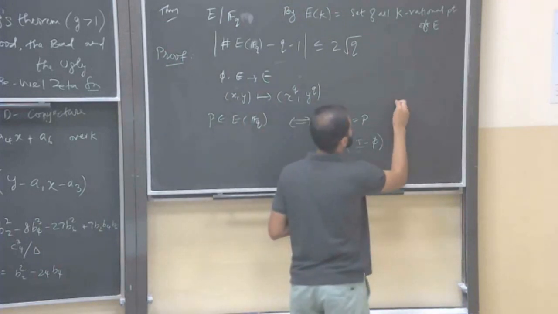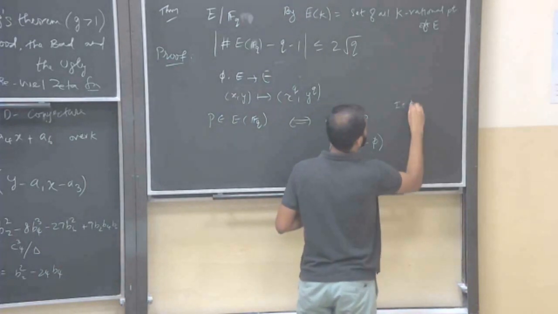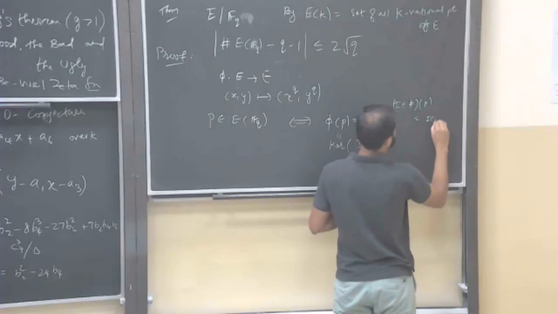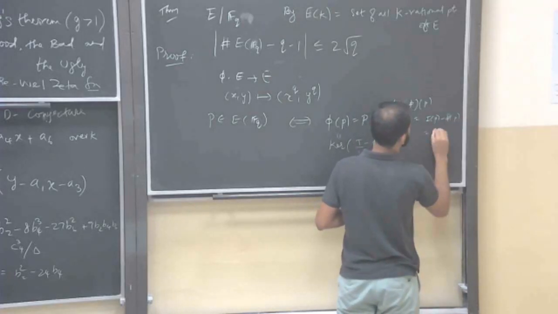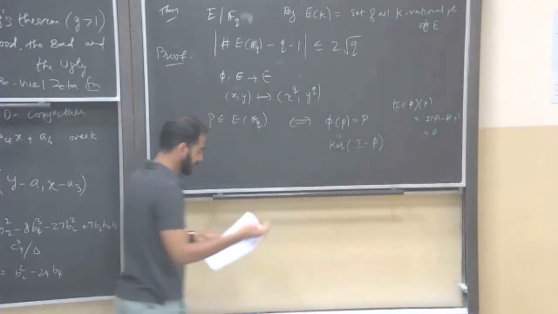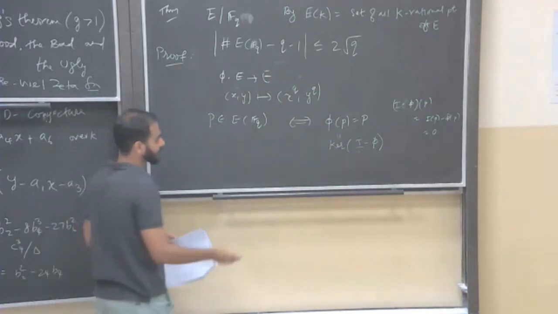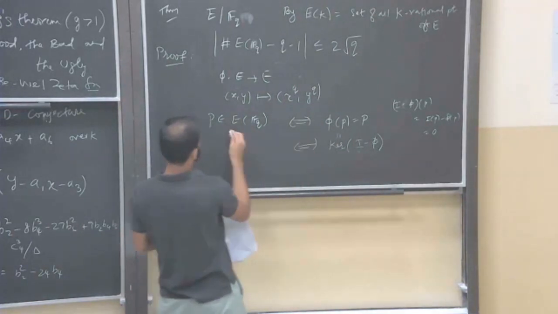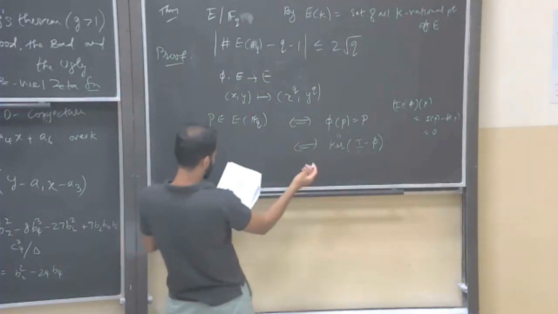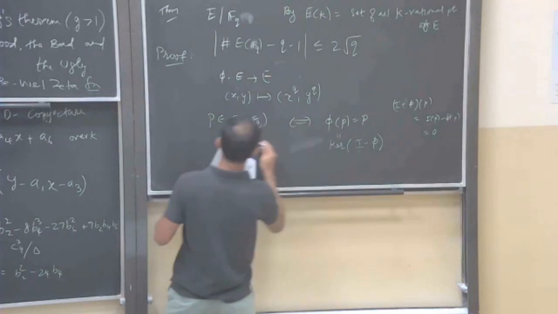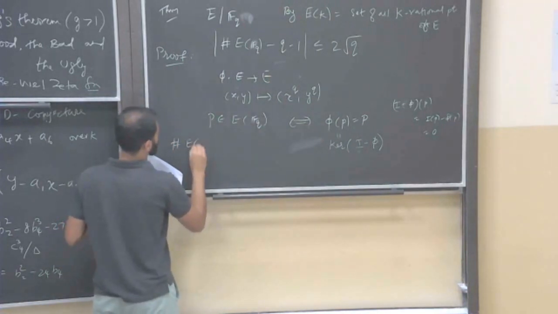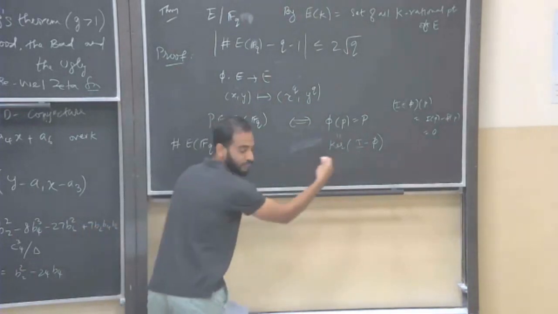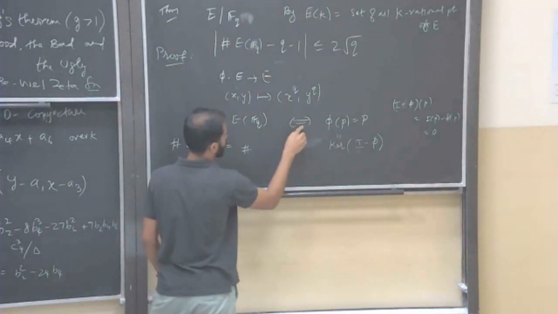So the kernel is encoded in this expression. And then there's another non-trivial fact about the kernel. Now we are going to count the points: we count the Fq-rational points, and this is the same as the number of points in the kernel of this map.